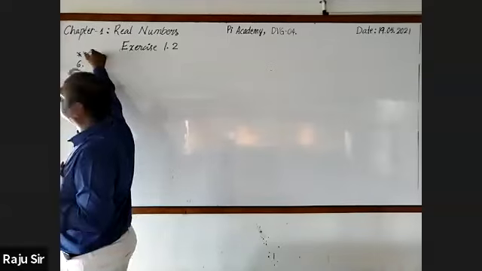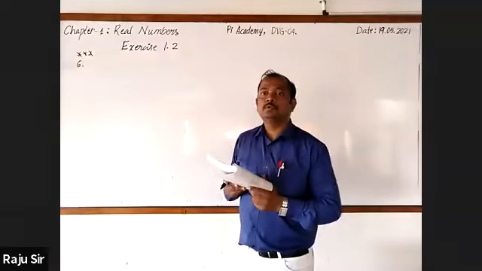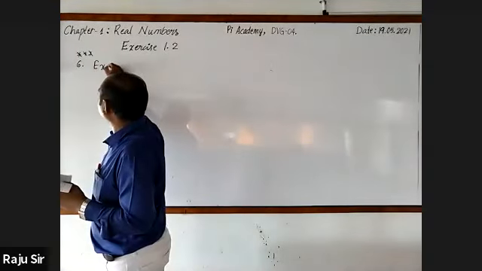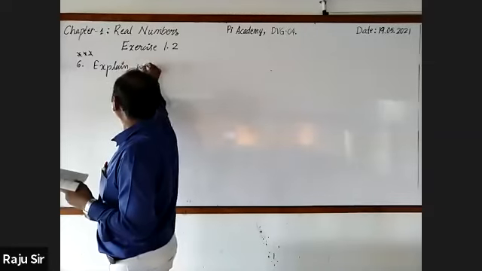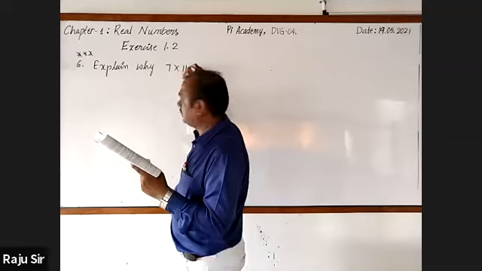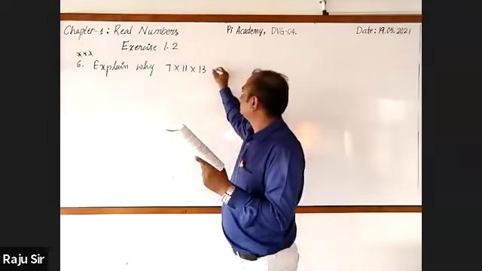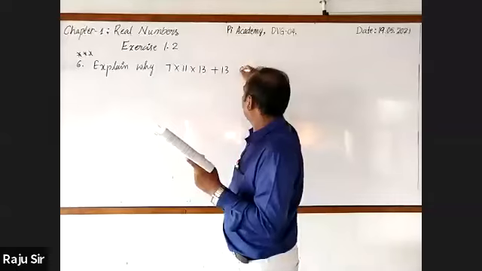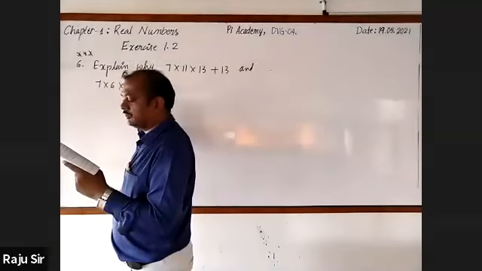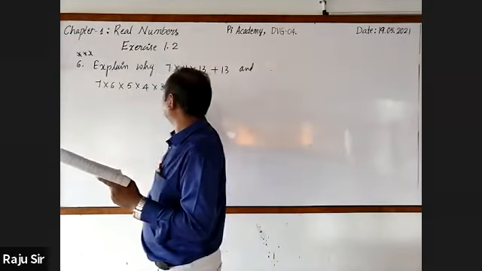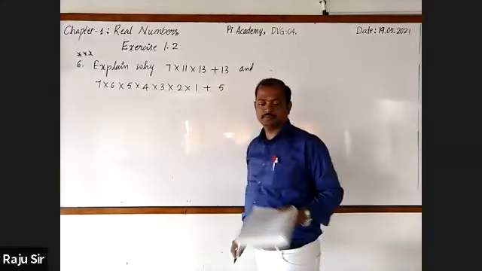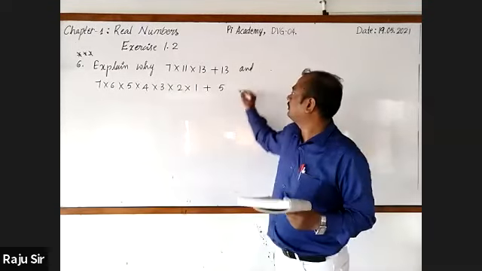3-star marks, and write. Explain why 7 into 11 into 13 plus 13, and another number, 7 into 6 into 5 into 4 into 3 into 2 into 1 plus 5, are composite numbers.